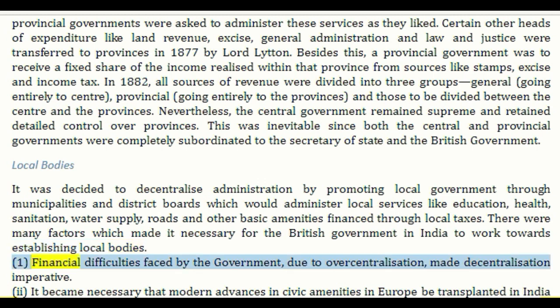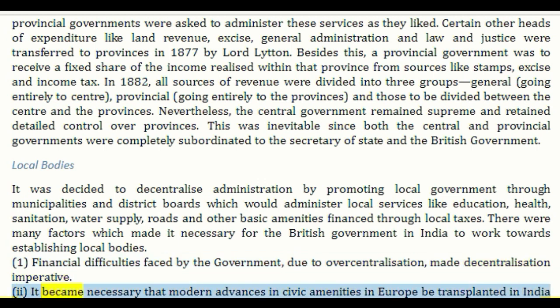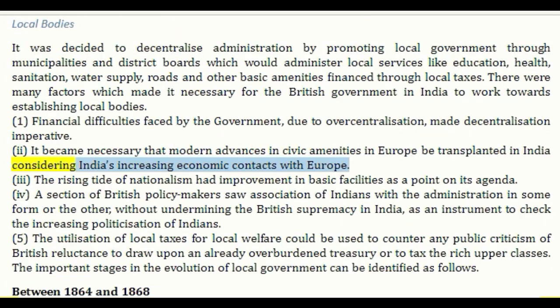1. Financial difficulties faced by the government, due to over-centralization, made decentralization imperative. 2. It became necessary that modern advances in civic amenities in Europe be transplanted in India considering India's increasing economic contacts with Europe. 3. The rising tide of nationalism had improvement in basic facilities as a point on its agenda.